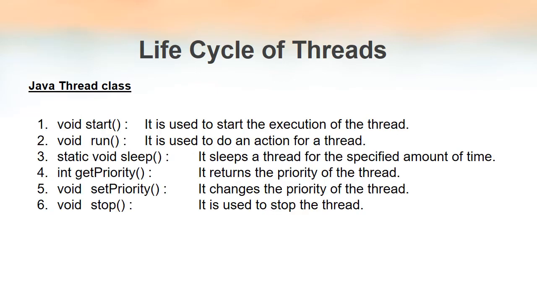Some of the methods that are available inside the Thread class are mentioned here. These methods are required in order to understand the life cycle of a thread. That is why we are going to see this first. The first method is the start method. As you can see, there is no return type. That means this method does not return anything. This method is used for starting the thread. So if you want to start a thread, we have to make use of this method.